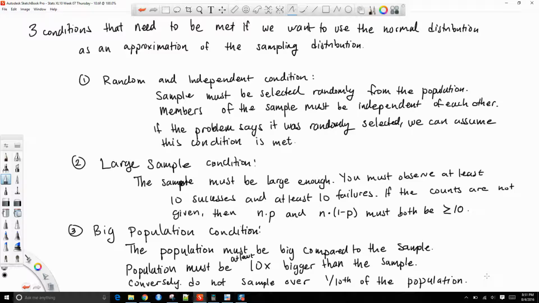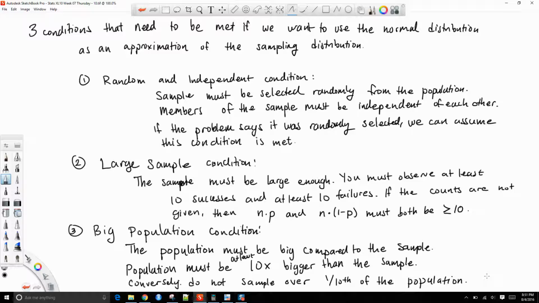Okay, and then, yeah, condition 3, big population. The population has to be 10 times bigger than your sample, or conversely, don't sample more than 1/10 of your population. Okay, so you'll have a couple questions on the quiz related to this.